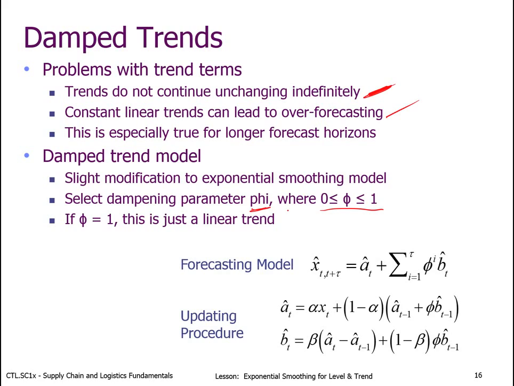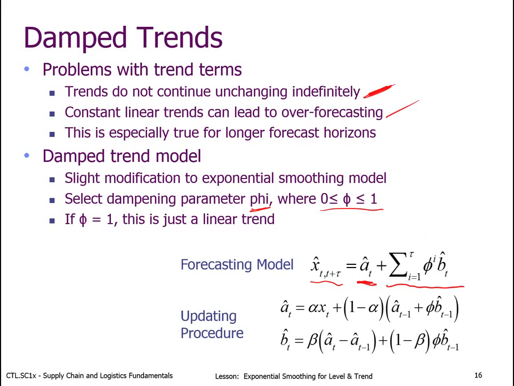So my forecasting model, and again this is just a slightly modified Holt model, is going to be equal to, here's my forecast. The forecast sitting at time t for t plus tau, so I'm going tau units in advance into the future, is going to equal my most recent estimate of the level plus this term. Now let's look at this. We know what the beta hat t is. That's my most recent estimate of what the trend is going to be. But I'm going to multiply that by phi to the ith power.